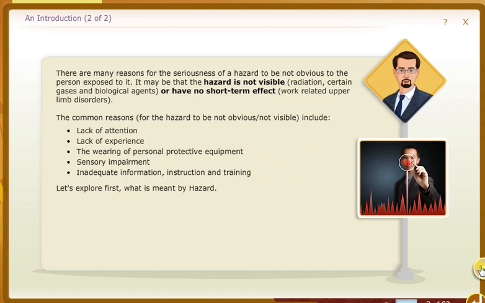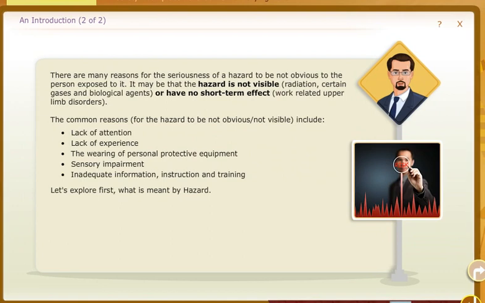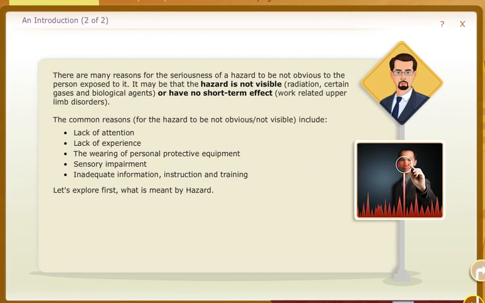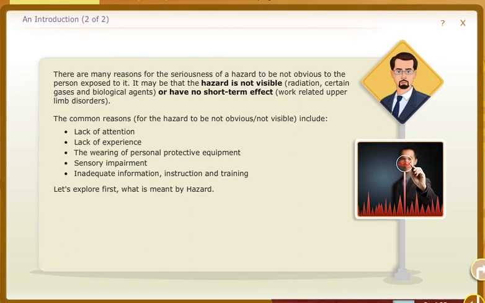There are many reasons for the seriousness of a hazard to be not obvious to the person exposed to it. It may be that the hazard is not visible, like radiation, certain gases and biological agents, or have no short-term effect, such as work-related upper limb disorders. The common reasons for the hazard to be not obvious or not visible include lack of attention, lack of experience, the wearing of personal protective equipment, sensory impairment, inadequate information, instruction, and training. Let's explore first what is meant by hazard.